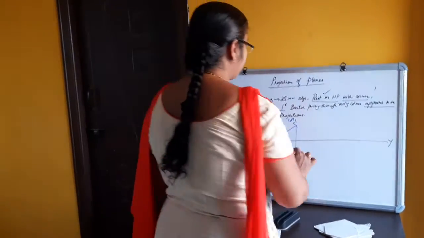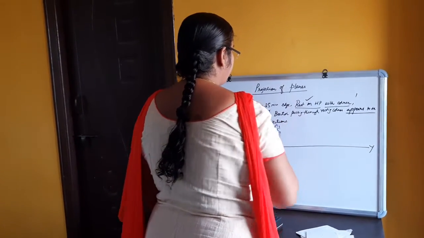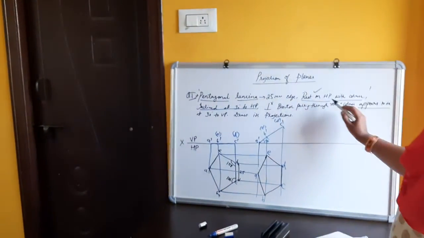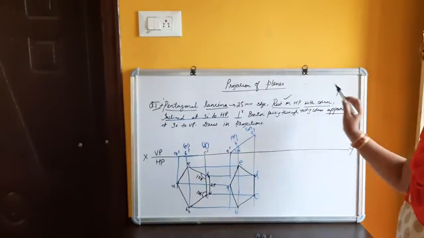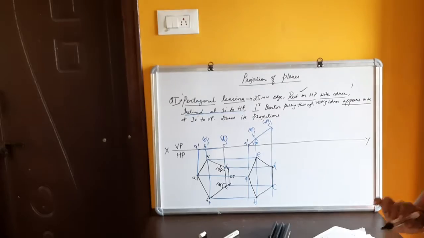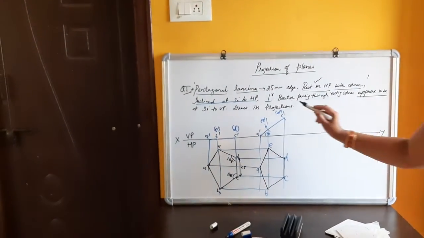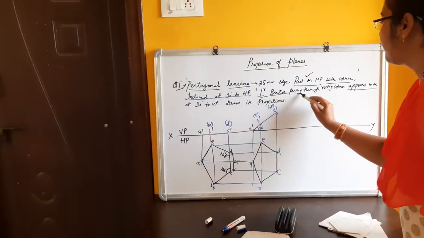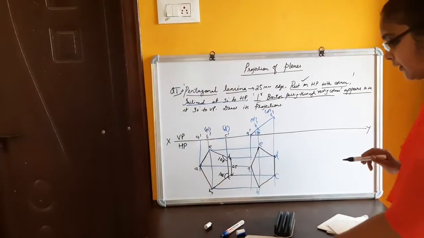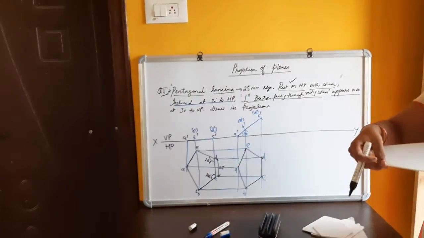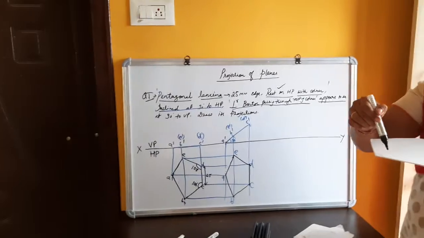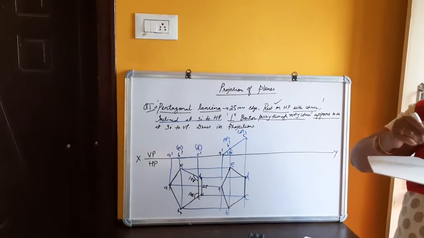Now let us come to the third stage. In the third stage, he has mentioned that the perpendicular bisector passing through the resting corner appears to be at 30 degrees to VP. What is that? Which element? The perpendicular bisector passing through the resting corner. Here is the resting corner. Okay, a line passing through this is known as an imaginary line.